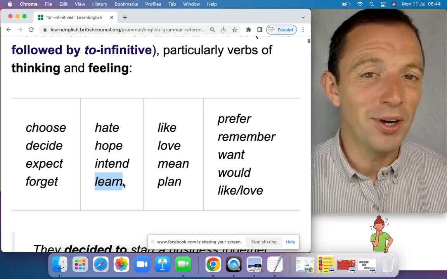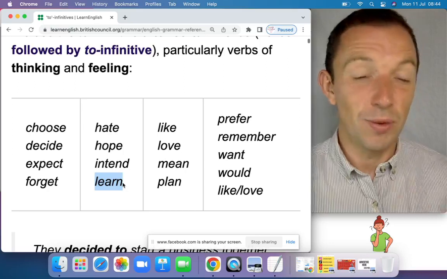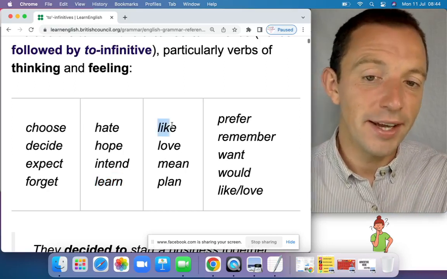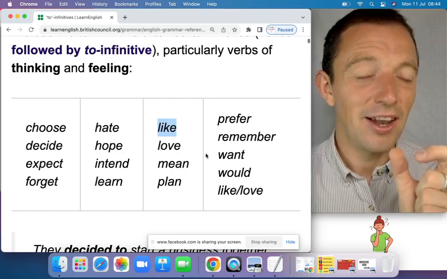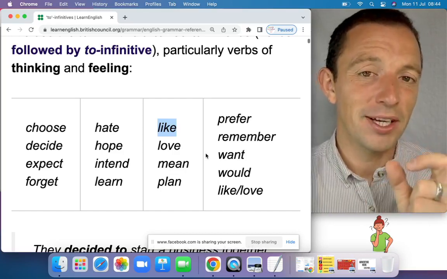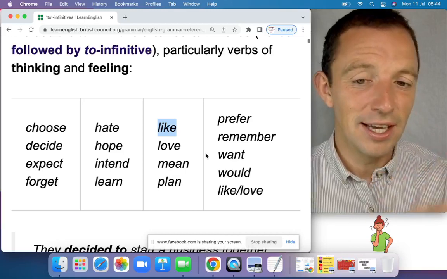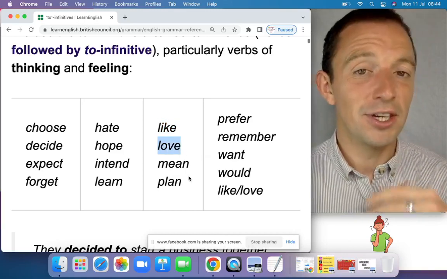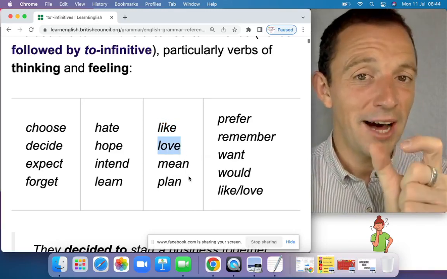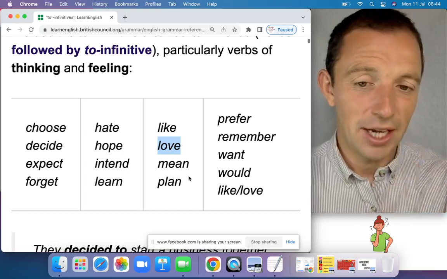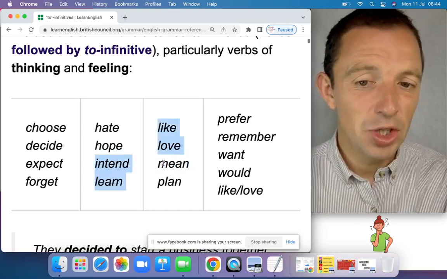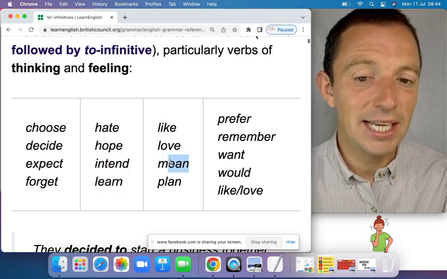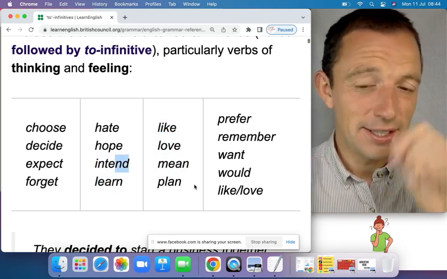So infinitive is after. Like to watch movies, like to eat chocolate, like to have dinner, like to contact friends. Love is very similar. Love to watch movies, love to have chocolate, etc., etc. Mean is very similar to intend. Okay, so mean and intend are very, very similar.